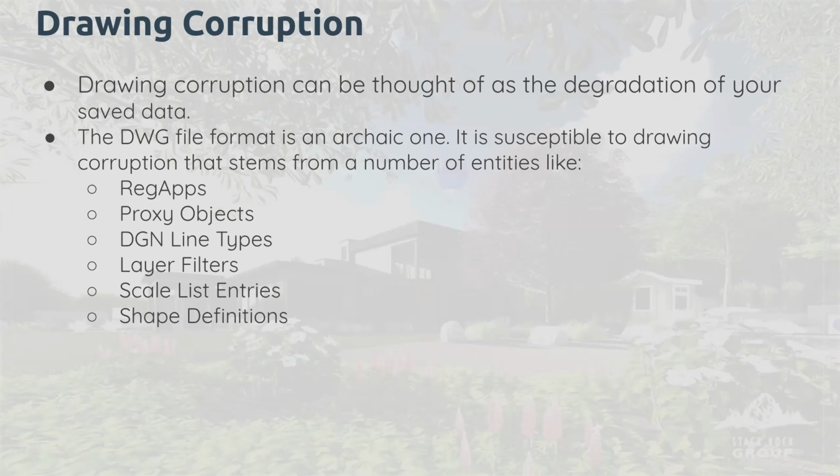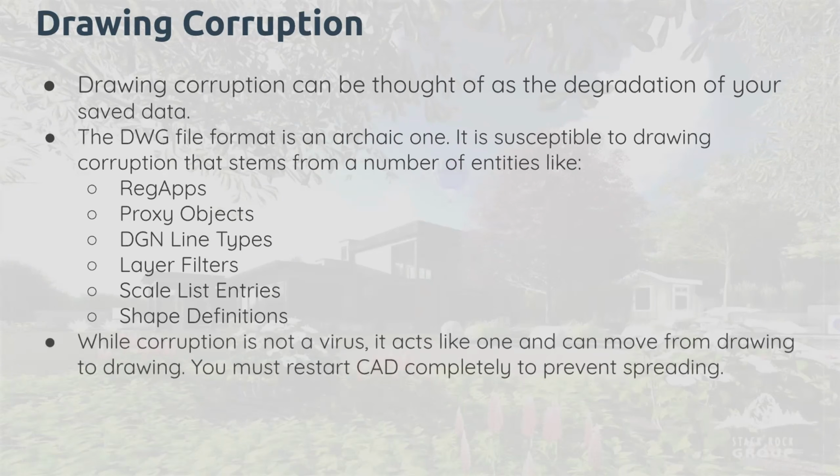It's important to know that in many cases, when you have drawing corruption, it's not due to just one thing. It could be a combination of them. Corruption is not a virus, but thinking of it as a virus can be helpful, because it has a way of jumping from drawing to drawing through your instance of CAD. I'm going to harp on this a lot during this webinar: if you go through all the steps to clean a drawing and then you just close your drawing, but you don't close down CAD all the way, as soon as you open a clean drawing, that corruption can jump right back into it.